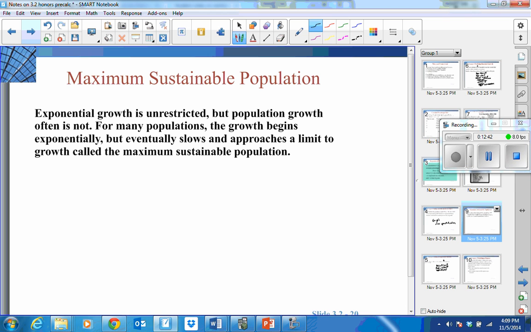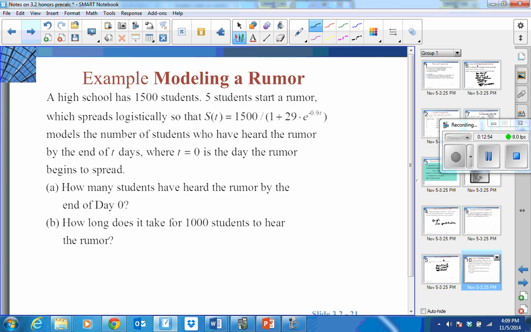So exponential growth is unrestricted, but population growth often is not. For many populations, the growth begins exponentially, but eventually slows and approaches a limit to growth called a maximum sustainable population. So a high school has 1,500 students. 5 students start a rumor, which spreads logistically, so S of t equals this logistic function. Like we talked about, we'd have a y asymptote at y equals 1,500 and 0, because it maxes out at 1,500. If we only have 1,500 students, it can't go beyond that.